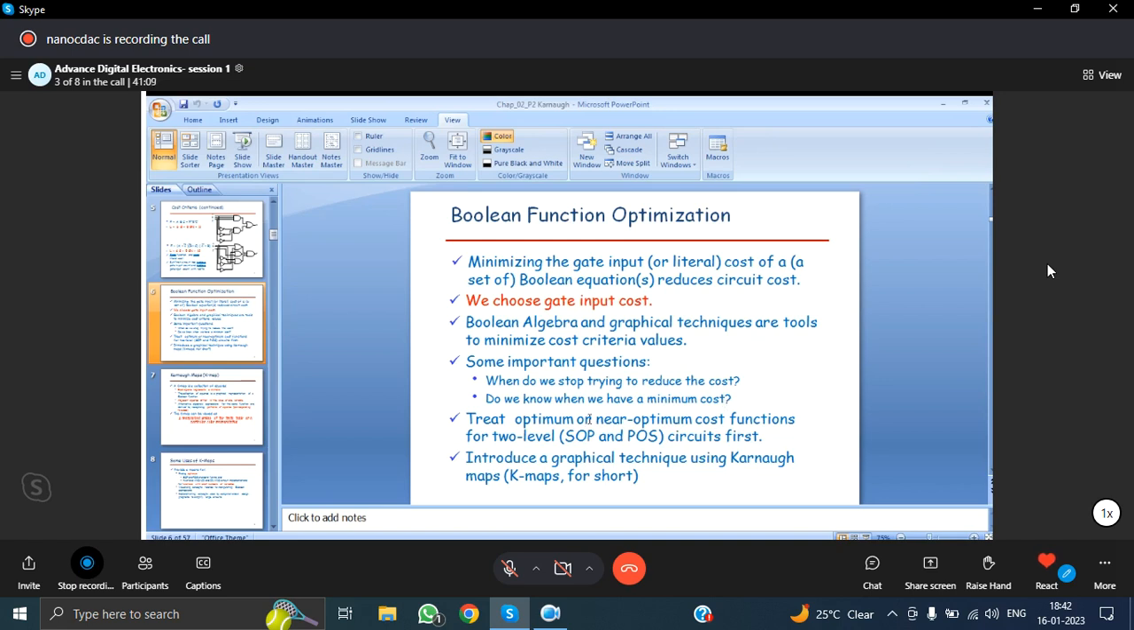So now treat optimum or near optimum cost function for two level SOP or POS circuits first. Okay, either you can convert to SOP or you can go to POS form, so that you can get the optimized circuit. And next one is, first you go to canonical form.